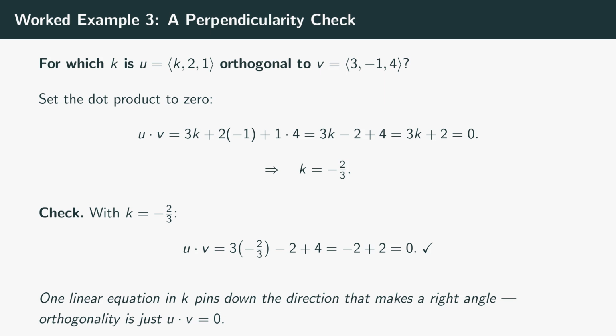Notice what just happened. The geometric demand to make these perpendicular turned into a single linear equation in k, which we solved in one line. Converting geometry into easy algebra like this is exactly what the dot product is for, and it's a move you'll make again and again throughout the course.